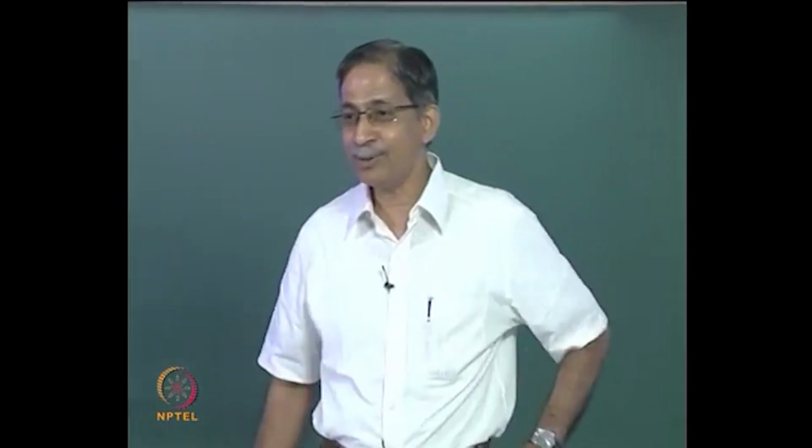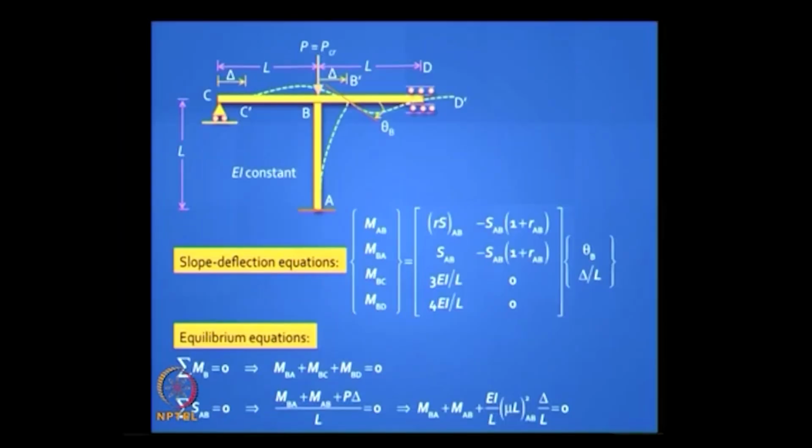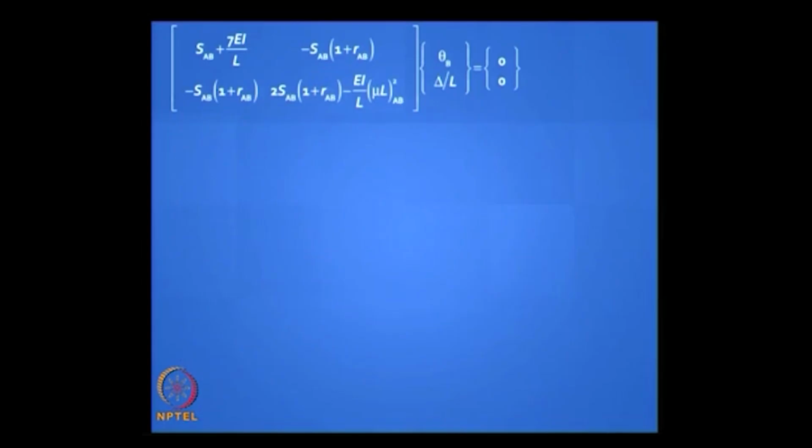So now how do you solve this problem? Let me help you, let me take you one more step. This is what the equation is going to look like. You have theta b, you have delta by L. How do I get the solution for P critical? How do I get the characteristic equation?